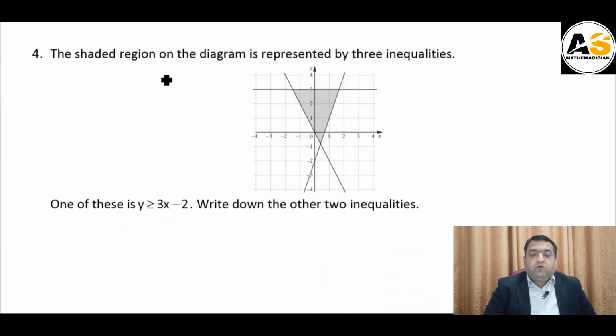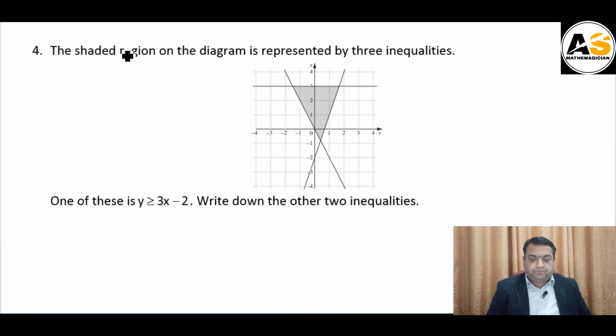Now we move to our question number 4. The shaded region on the diagram is represented by 3 inequalities. First one is this line. The inequality is the region below this line. Second one is this line, and the shaded region is above this line, and this one is the third line. One of these is y is equal to 3x minus 2.